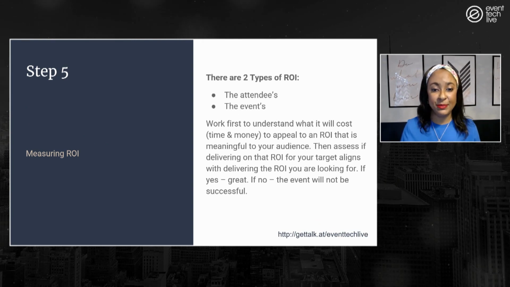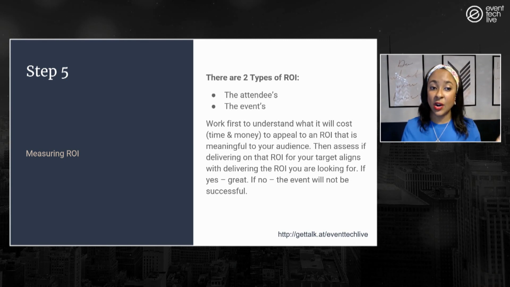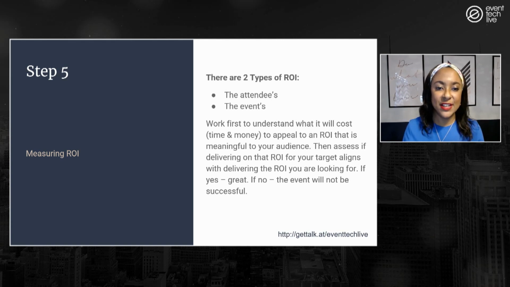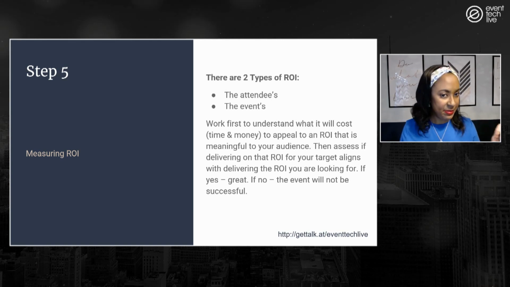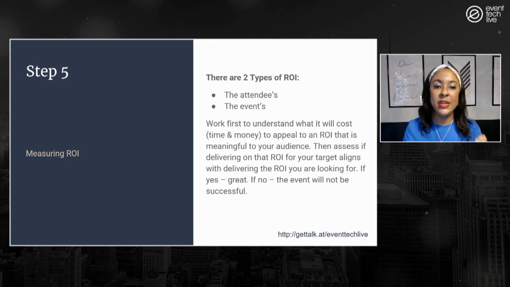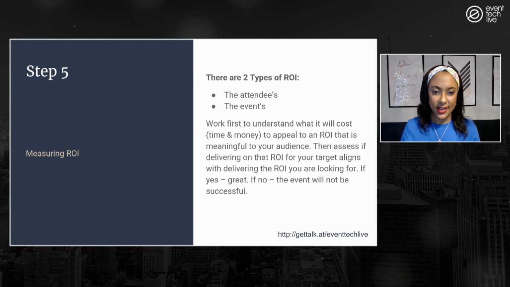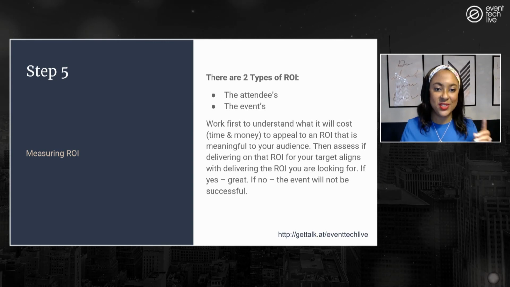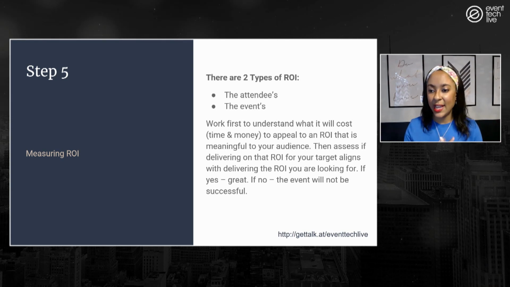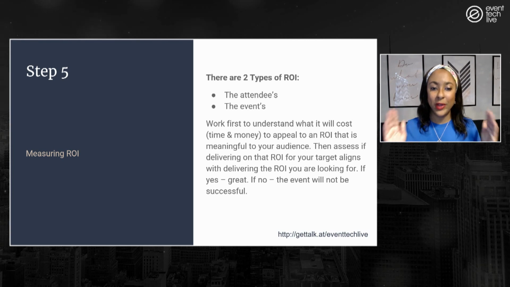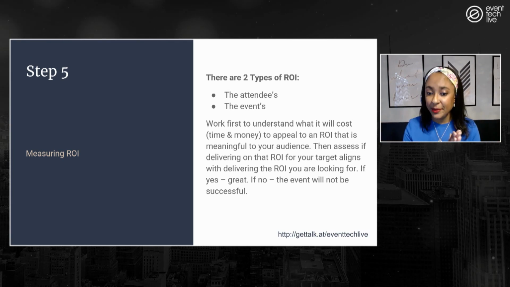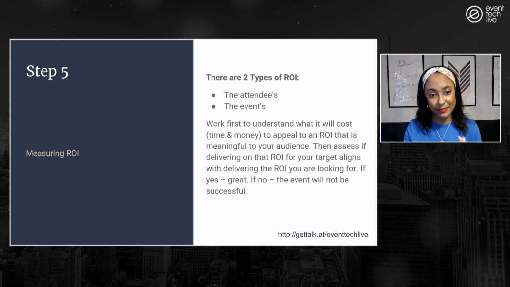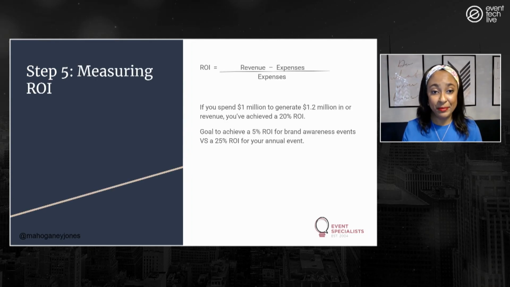Now, in my opinion, there are 2 types of ROI. There's the ROI for the attendee, and then there's the ROI for the event. Work first to understand what it will cost, and that's time and money, to appeal to an ROI that is meaningful to your audience. And then you will assess if delivering on that ROI for your target actually aligns with delivering the ROI that you're looking for. If those are in alignment and they work together, then we are winning. But if they are not in alignment, the event will not be successful, and it may be time to revamp.